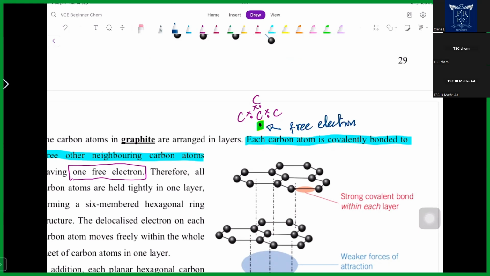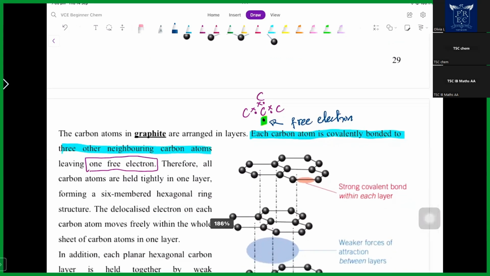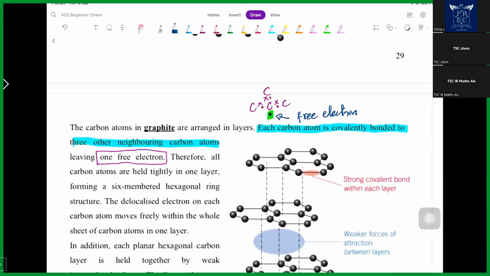Remember, when you have a lone pair of electrons, it stays attached to the atom. But if you have only 1 electron, that is what we call a free agent electron. Later on, you will learn it in unit 3 and unit 4. As the name says, that free agent electron will be free, coming out. Because of this property, graphite can conduct electricity. It's acting like a metal.